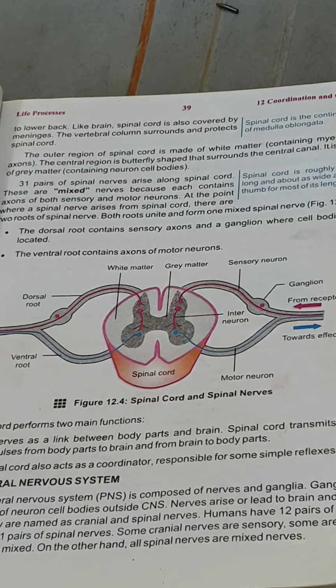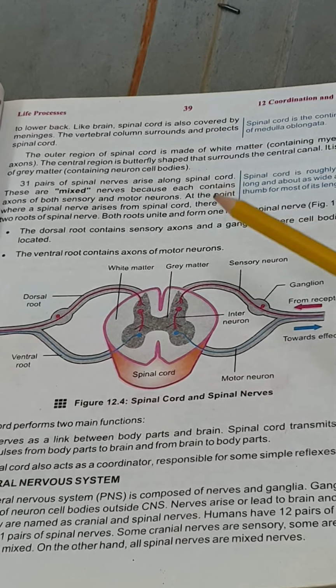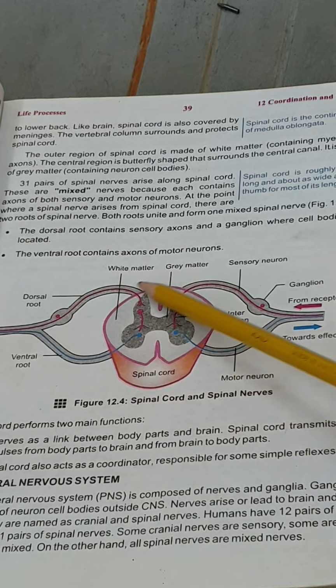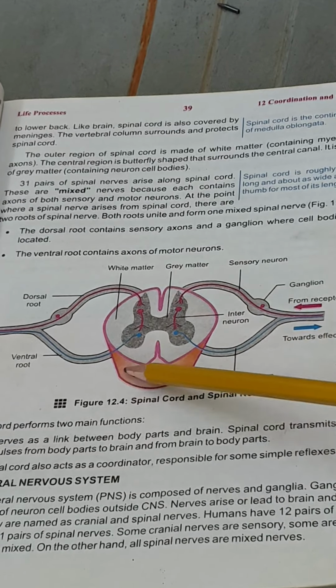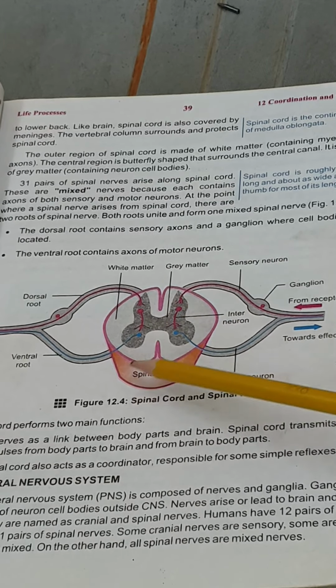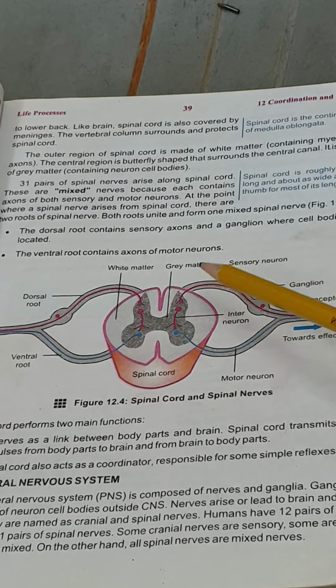The next part of the central nervous system is the spinal cord. The spinal cord is the posterior continuation of the medulla oblongata, and the brain and spinal cord are both covered on the outside by a special membrane which is known as the meninges. This meninges protects the brain and the spinal cord from the outer side.